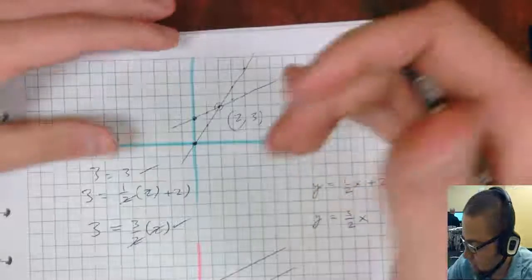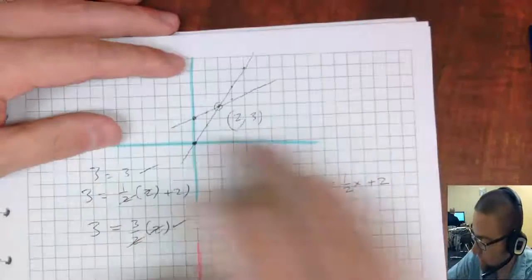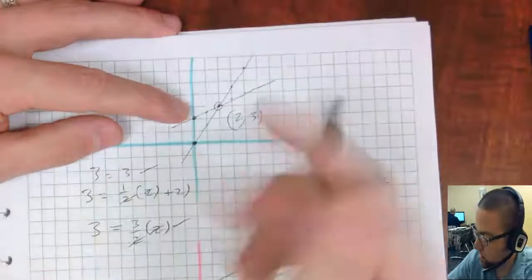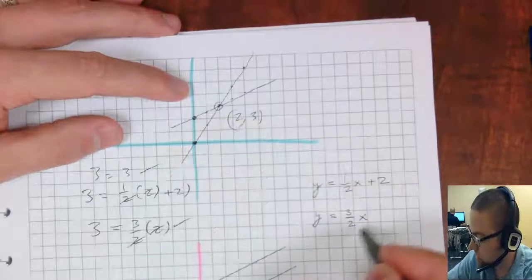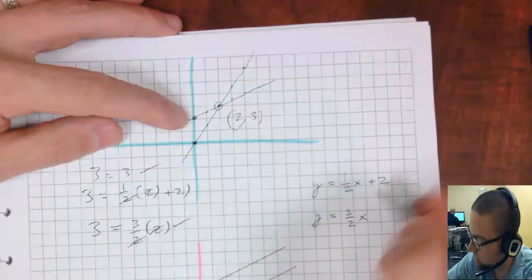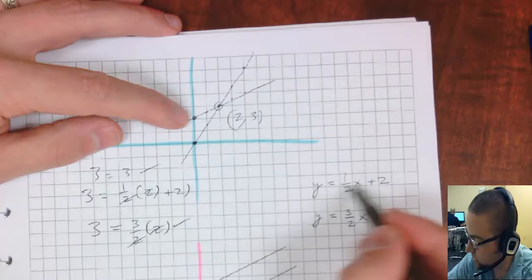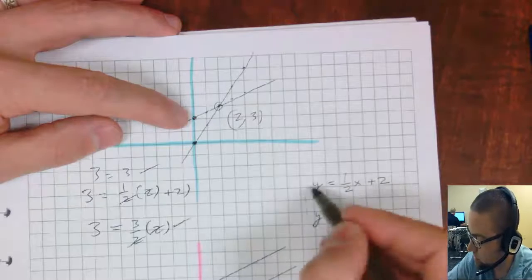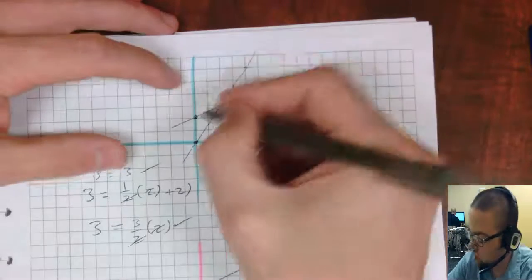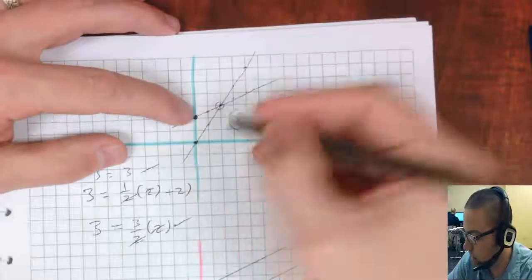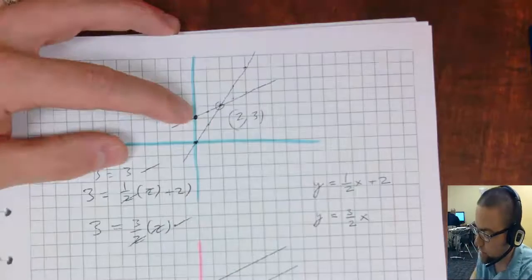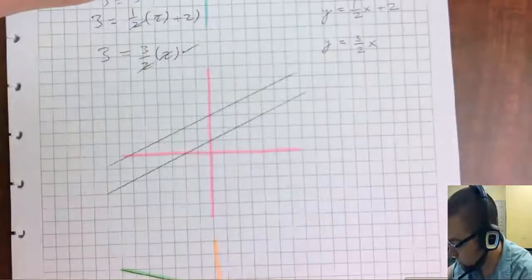So you can see that the solution works for both. If I picked any other point on this line, 0, 0 is a solution to this one, right? If I put 0, 0 in here, I get 0 equals 0 plus 2. Does 0 equal 2? No. So this is a solution on that line, and it's not the same as the solution on that line when x is equal to 0.